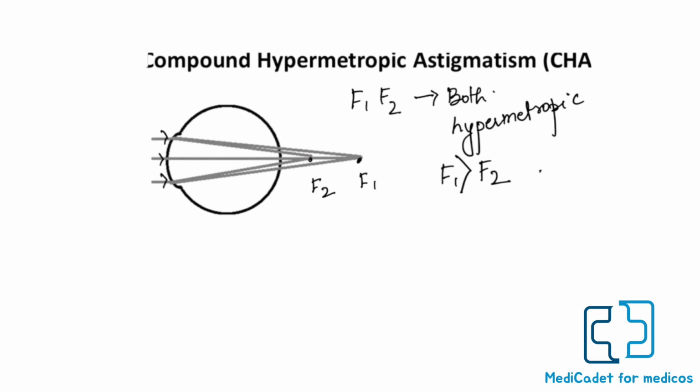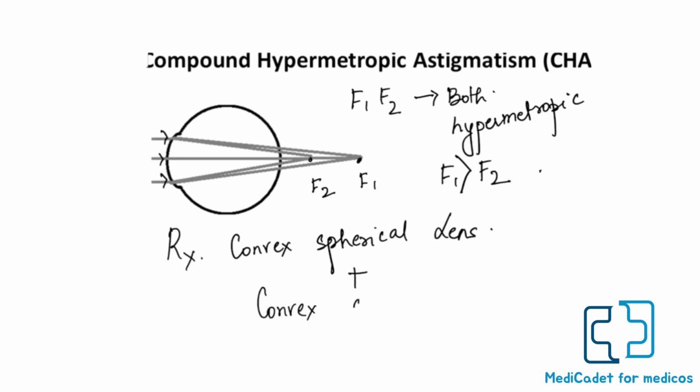That is, overall the globe is hypermetropic, and there is an extra hypermetropia which is only on F1, right? So overall there is a hypermetropia and there is an extra hypermetropia only on F1. For the overall hypermetropia, I will give a convex spherical lens. But then I also have to correct this extra hypermetropia on F1. For that, I am going to use a convex cylindrical lens. So a convex spherical lens and an extra convex cylindrical lens only for that axis, that is F1.